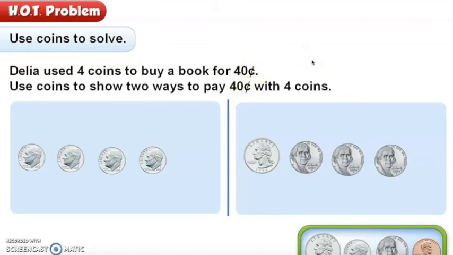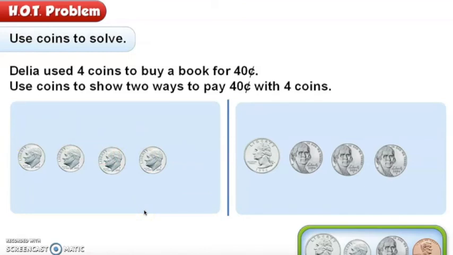So if you're buying something, again, Delia is buying a book for 40 cents. She can buy it with 4 dimes. But what if she doesn't have 4 dimes? What if she only has some quarters, nickels, and pennies? What would be another way that she can also buy the book? And we answered that question by also showing that she can pay for the book with a quarter and 3 nickels.